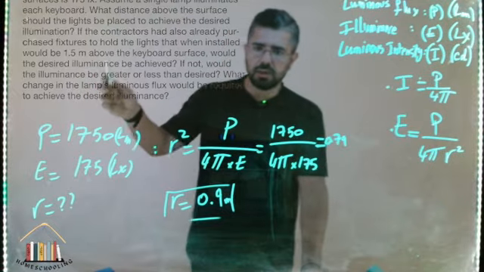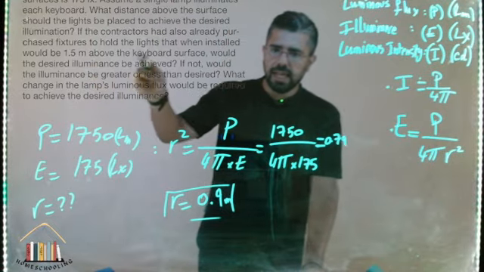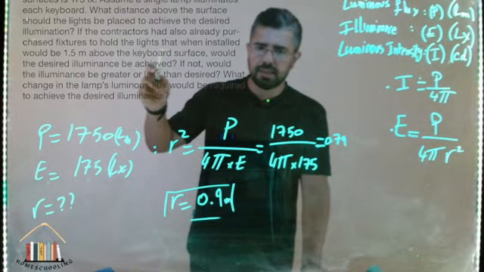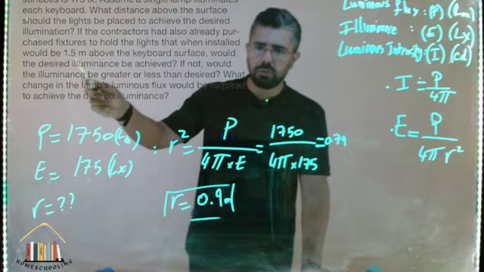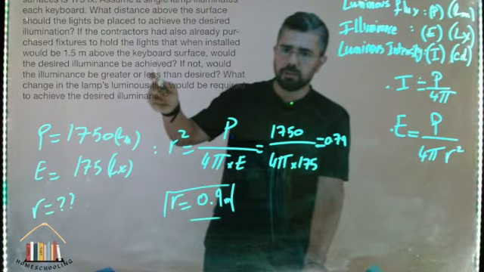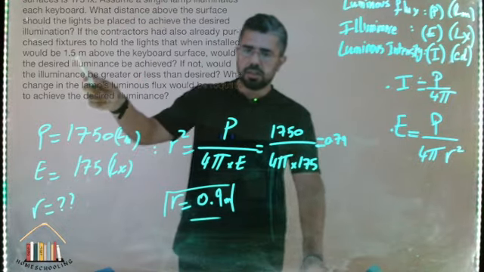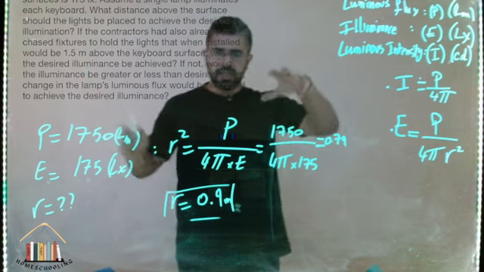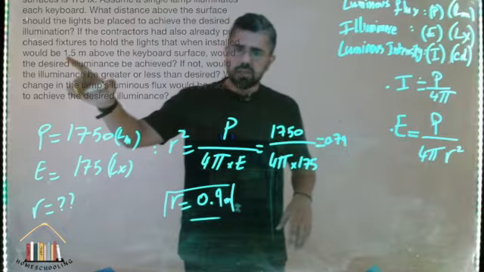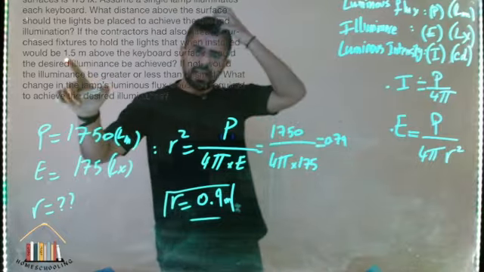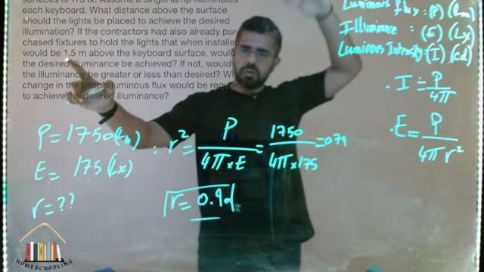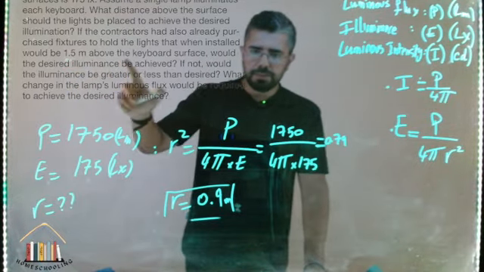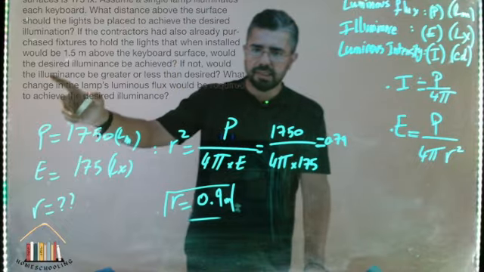Okay, so we continue. If the contractors had also already purchased fixtures to hold the lights that, when installed, would be 1.5 meters above the keyboard. It's 1.5 meters, so it's way above this value. It's supposed to be maximum 0.9 from the desk. Now the contractor is saying we have to fix the light at 1.5 meters. So it's way too far above this value. Above the keyboard surface, would the desired illumination be achieved?